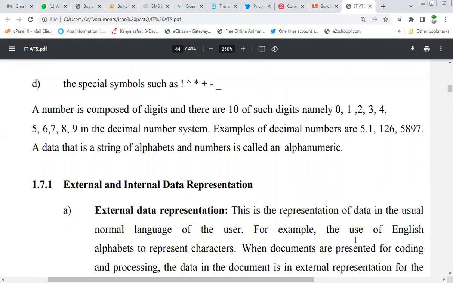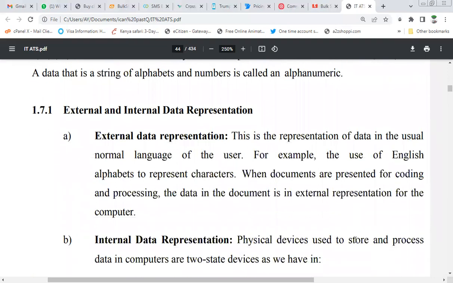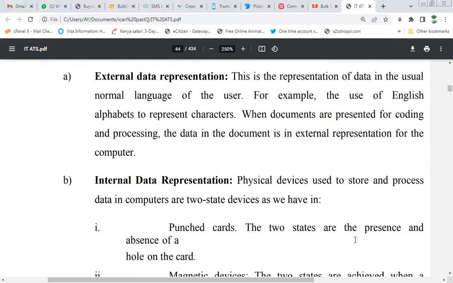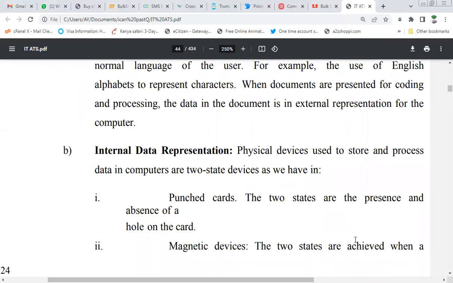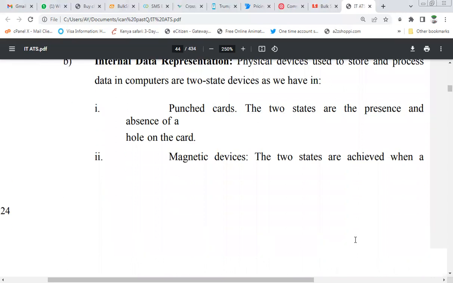So now we have the external and internal data representation. External data is the representation of data in the usual normal language of the user. For example, the use of English alphabet to represent characters. When documents are presented for coding and processing, the data in the document is an external representation for the computer. Internal data representation: physical devices that store and process data in a computer are two-state devices, as we have in punch cards and magnetic devices.